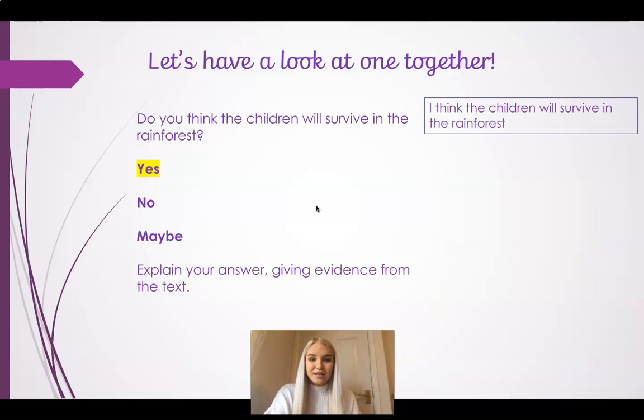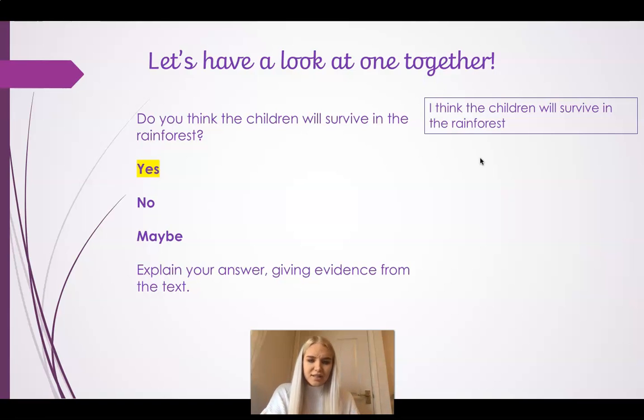So you'd reword the sentence by saying, I think the children will survive in the rainforest, because that relates to me saying yes, they will survive. If you selected no, that would be I think the children won't survive in the rainforest. And if you clicked maybe, you would be like, I think the children might survive in the rainforest. Now that is the first step to your answer, making sure that you really let the reader know what your thoughts are. Rather than just highlighting the answer, repeat it again in your answer. You can never get told off for repeating yourself unless you are repeating yourself too much. But we've only repeated ourselves once, and that's okay.